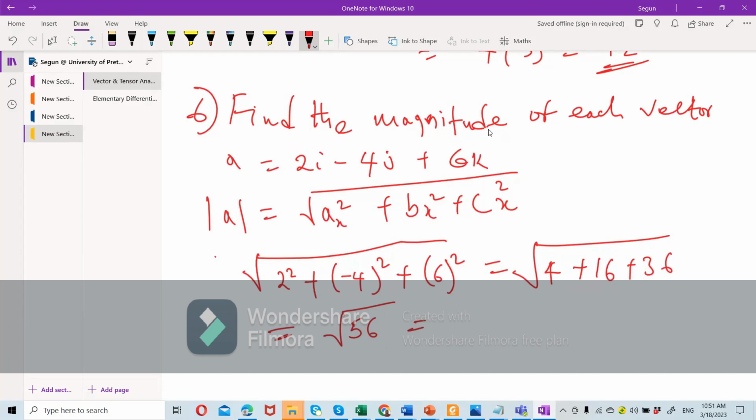So how do we break 56 down? 4 multiplied by 14 is what? 56. So that means I need the square root of 4 multiplied by the square root of 14. So at the end of the day, you have 2 root 14.